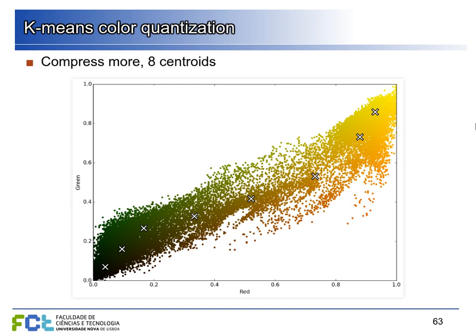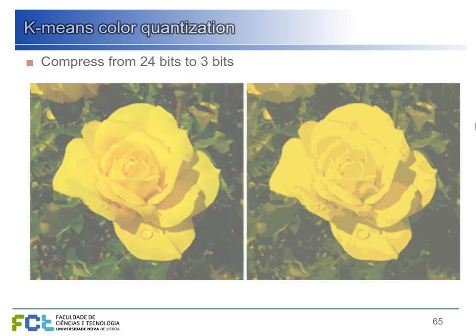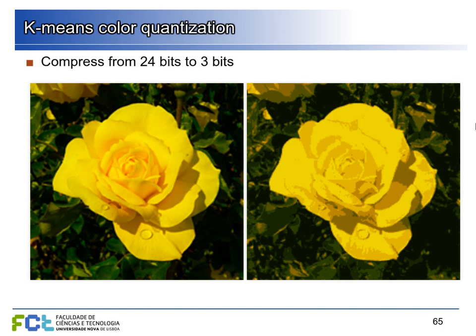Let's use only 8 centroids. This is where they are distributed. Now we assign each pixel the color of the centroid it belongs to. So these are the 8 colors that we're going to use, and we can then replace that in the image. And now we can notice some change in the image, but it's still similar to the original. The difference is that now this one is only 3 bits because we only have 8 different colors there.